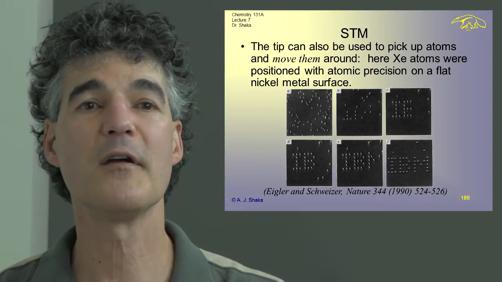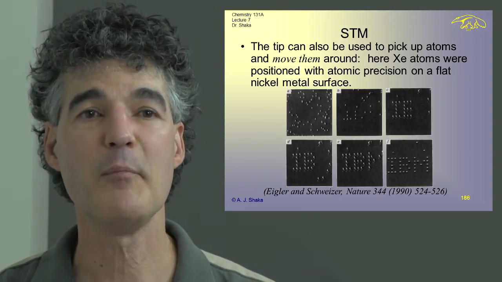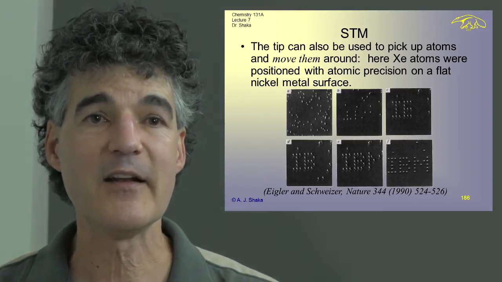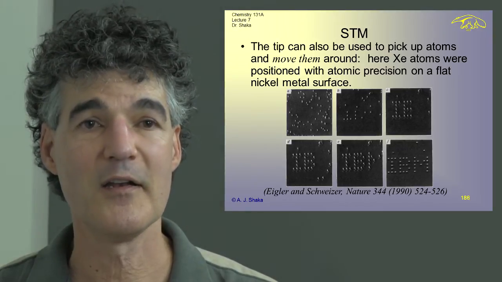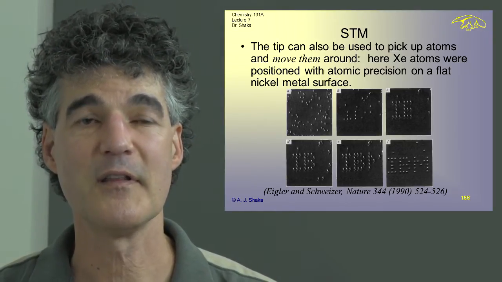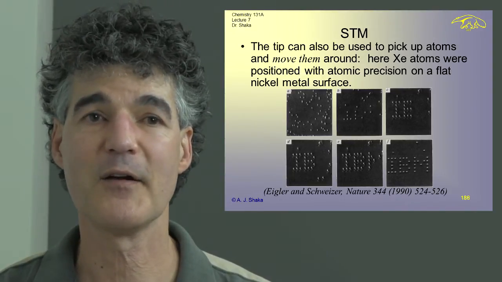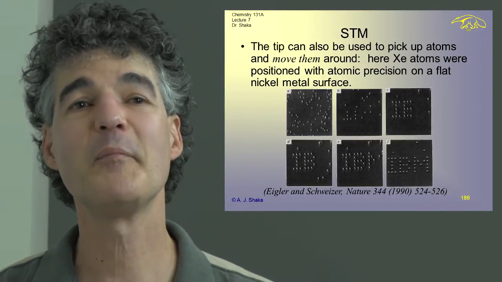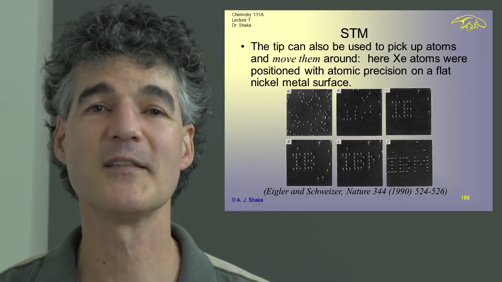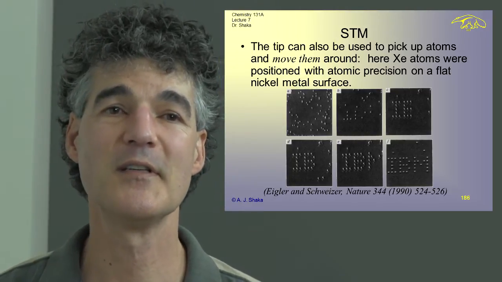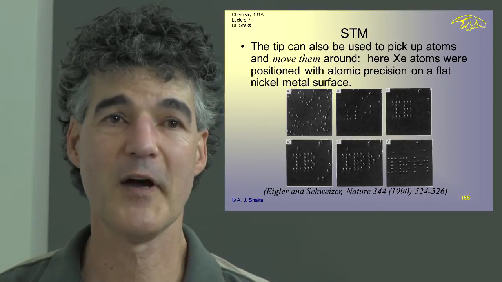And what they show here is they can write out IBM in xenon atoms on a nickel surface using the STM. And this was really just a spectacular example of how you can manipulate the very smallest things with such exquisite detail using this device.